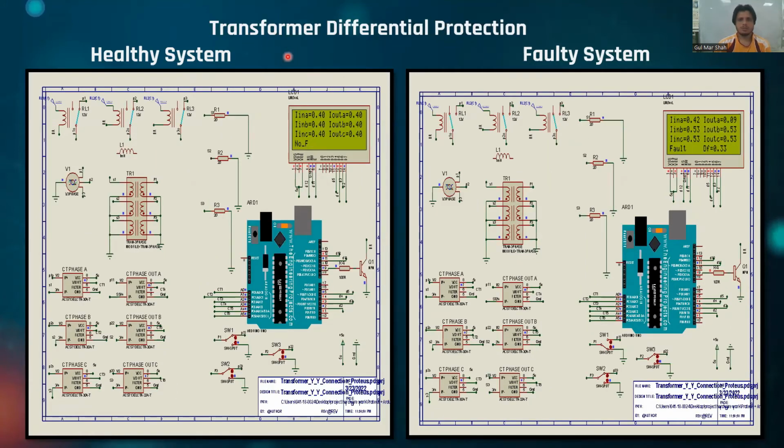This is the transformer differential protection, which shows there is no fault and all input and output currents are equal. And this is the faulty system where a difference occurs, and the difference is 0.33, and it showed that the fault is in the system and the relay tripped.